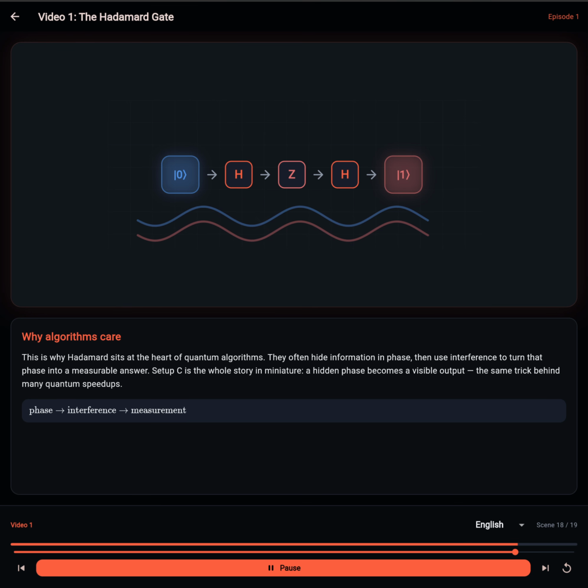This is why Hadamard sits at the heart of quantum algorithms. They often hide information in phase, then use interference to turn that phase into a measurable answer. Setup C is the whole story in miniature. A hidden phase becomes a visible output, the same trick behind many quantum speedups.